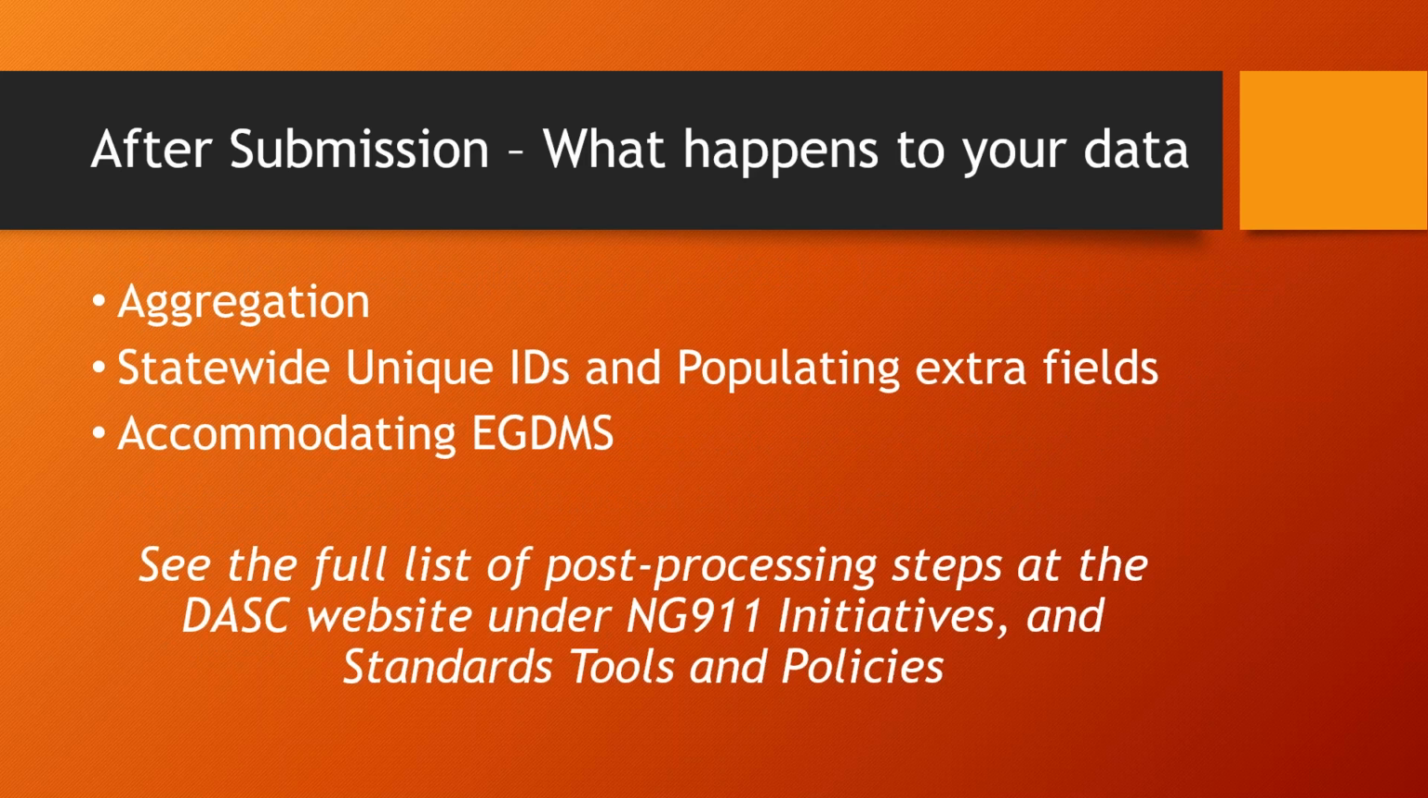Once your data is submitted, some stuff happens to it. Particularly, we aggregate it into the statewide data set that I have discussed several times here. Statewide unique identifiers are added, done by concatenating your steward ID with your unique identifier. We also add some fields like that STP RD field I talked about, the concatenated pre-type and road name. And we do some other acrobatics with the data to accommodate EGDMS, which is the name of the product that Intrado uses, that we submit to Intrado through.